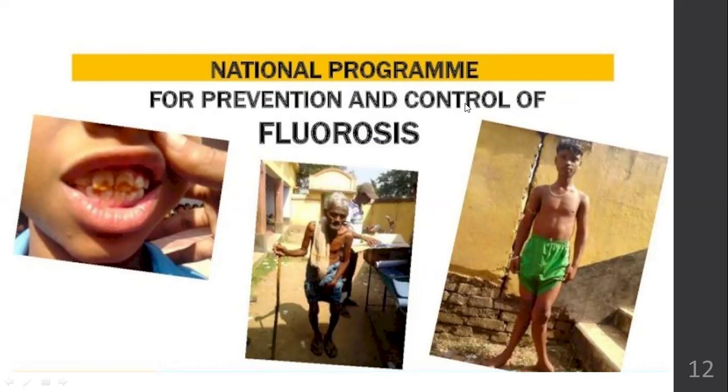So we have a national program for the prevention and control of fluorosis across India. It is strictly implemented in the states which have high levels of fluorosis: Gujarat, Rajasthan, Andhra Pradesh, Telangana.